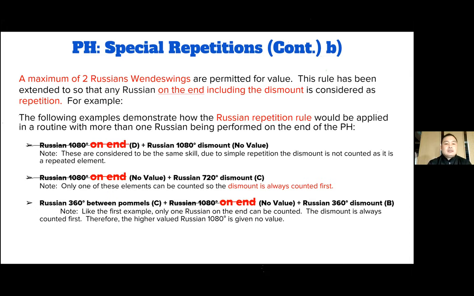And then the second routine: Russian 1080 on the ends, no value, and Russian 720 dismount, so C value. So only one of these elements can be counted. The dismount is always counted first. For example, Russian 360 between pommels, Russian 1080 on the ends, and Russian 360 dismount. In this case, like the first example, only one Russian on the ends can be counted. So the dismount is always counted first, and therefore the higher value Russian 1080 is given no value.